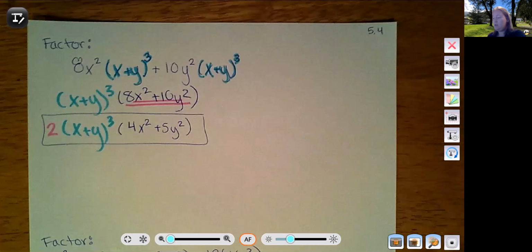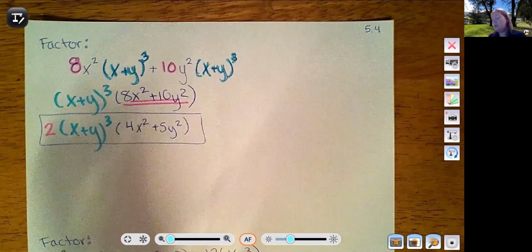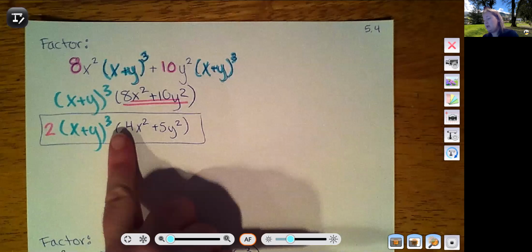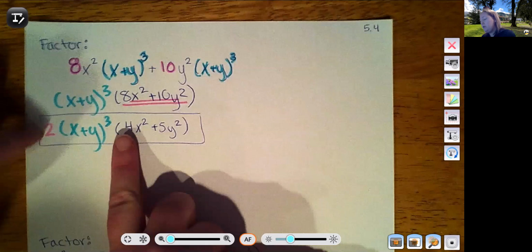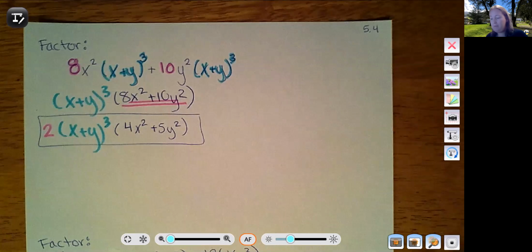I do want to mention that you could also have noticed that there is a common factor of 2 initially and factored it out from the get-go, and then just say, well, dividing by 2, I'd have 4 here, dividing by 2, I'd have 5 there. So there is that shortcut. I want to do one more.